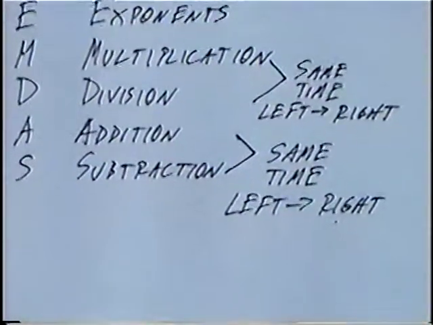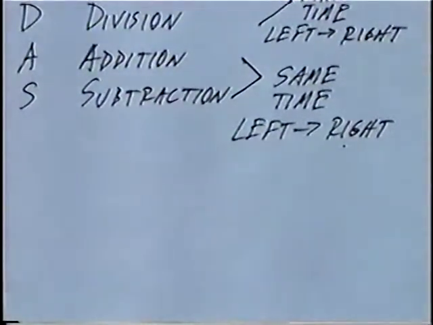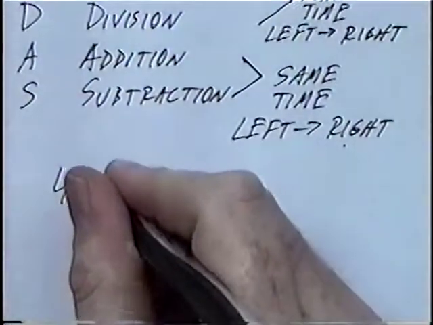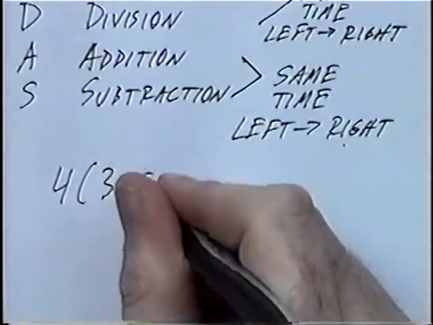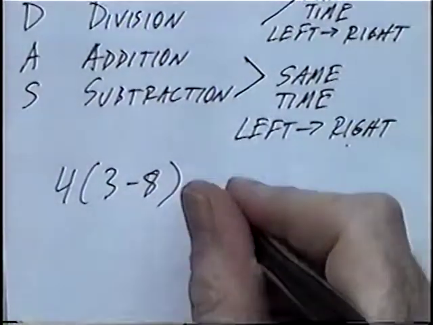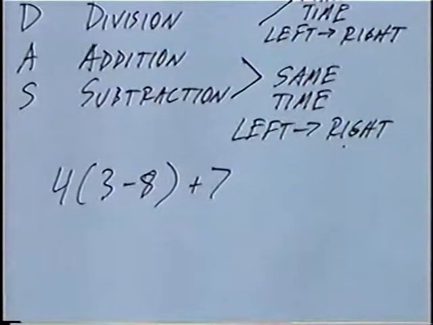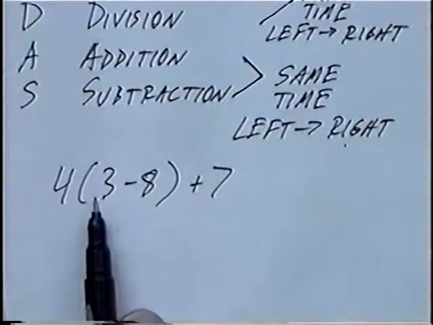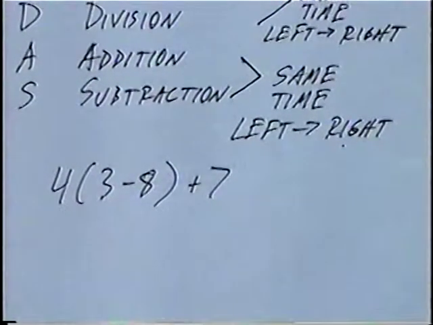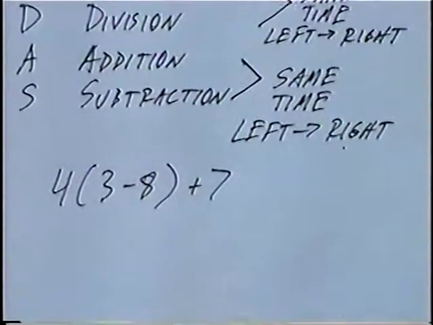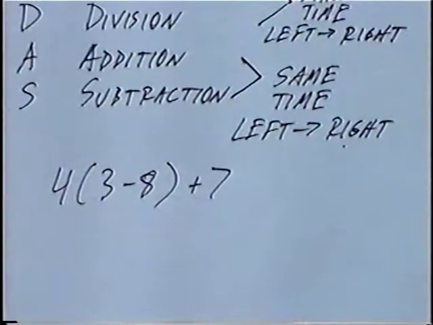First problem for this section is 4 in parentheses 3 minus 8, and plus 7. Looking at this question, we have multiplication, 4 times the parentheses. We have numbers inside the parentheses. We have subtraction inside the parentheses. And we also have addition outside the parentheses.